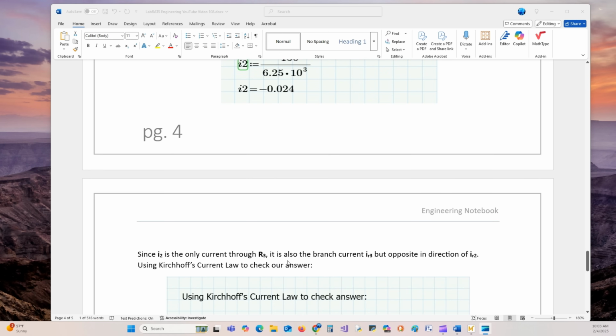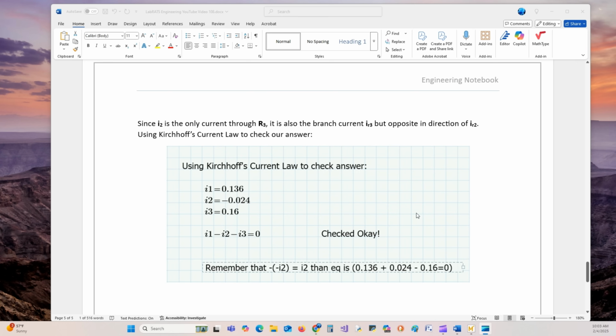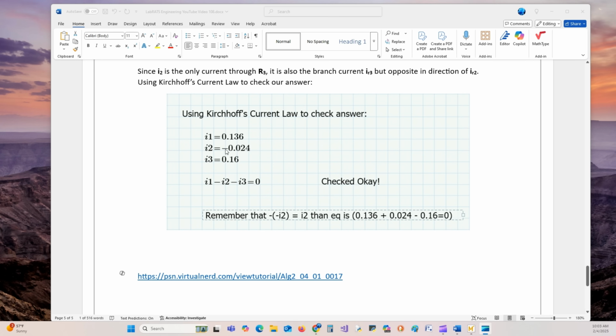All right. Since I2 is the only current through R3, it is also the branch current IR3, but opposite in direction of IR2. Using Kirchhoff's current law to check our answer, we have I1 equals 0.136, I2 equals a negative 0.024, and I3 equals 0.16. Adding this together, our answer is 0.